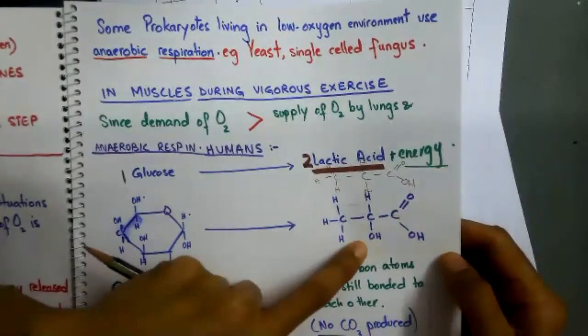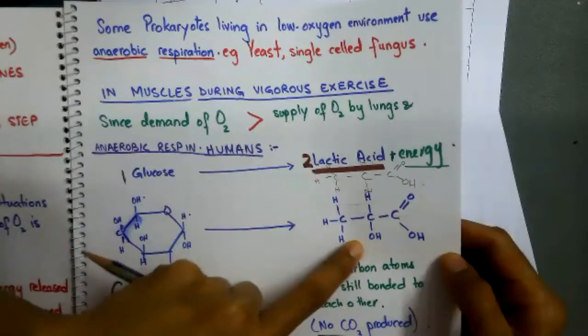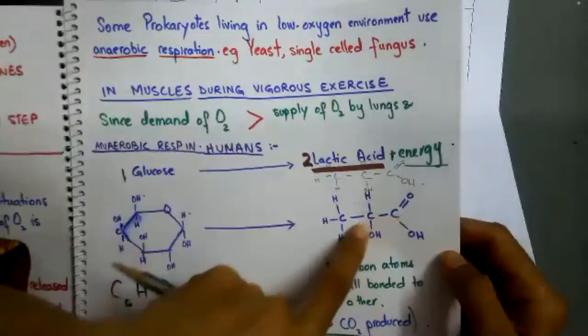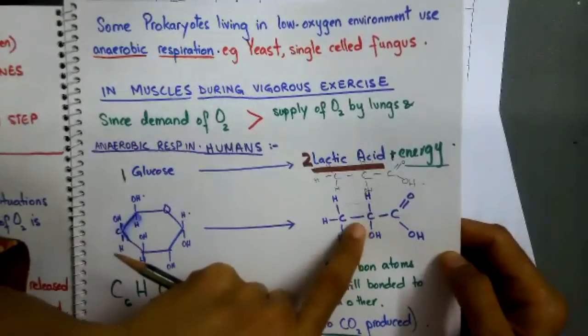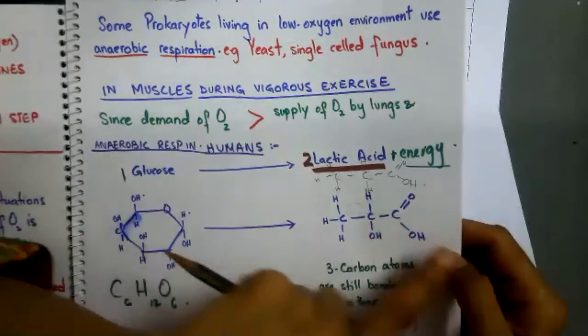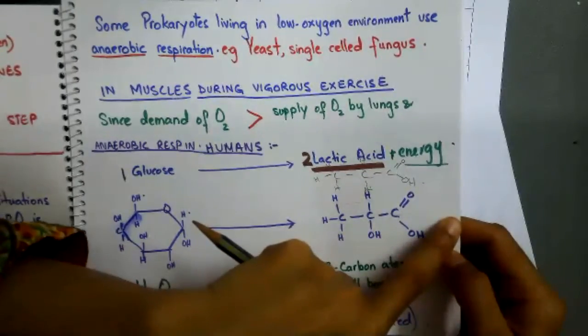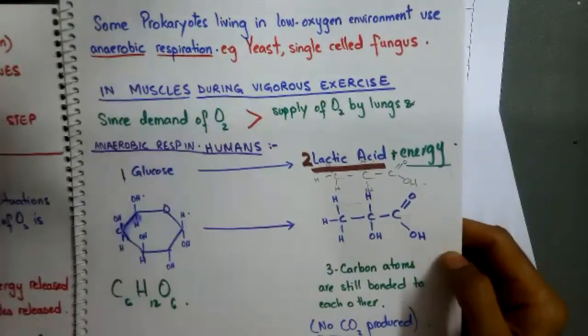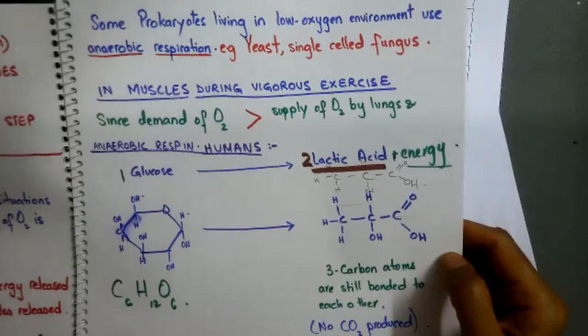This is what a lactic acid looks like. You can see that in lactic acid, you have 3 carbon atoms still bonded to each other. So they still have energy trapped within them. They have not gone to make carbon dioxide, and it is the formation of carbon dioxide which is so highly exothermic. You have to remember this.